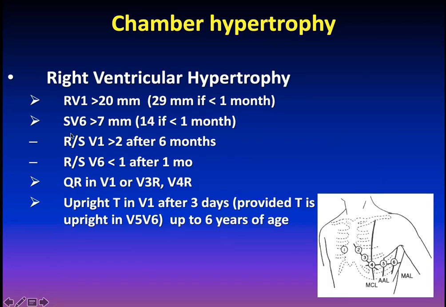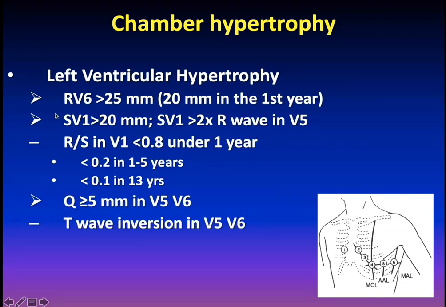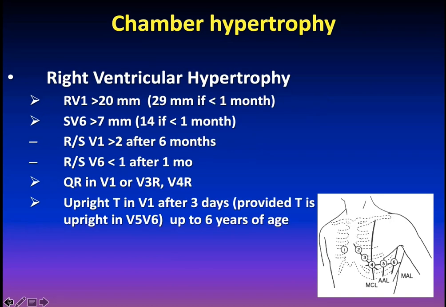Okay, for the right ventricular hypertrophy, you don't need to memorize this, and you don't need to fulfill all of this. You just need to know the more important category for you to say that this is right ventricular hypertrophy. For RVH, the mnemonic here is, if you can see R in V1 more than 20, this is right ventricular hypertrophy. And if you are able to see S in V1, this is left ventricular hypertrophy. So you just copy this and this one.